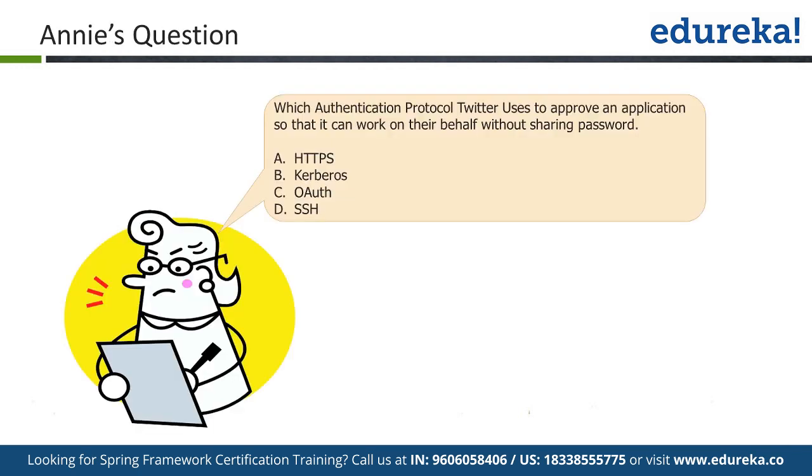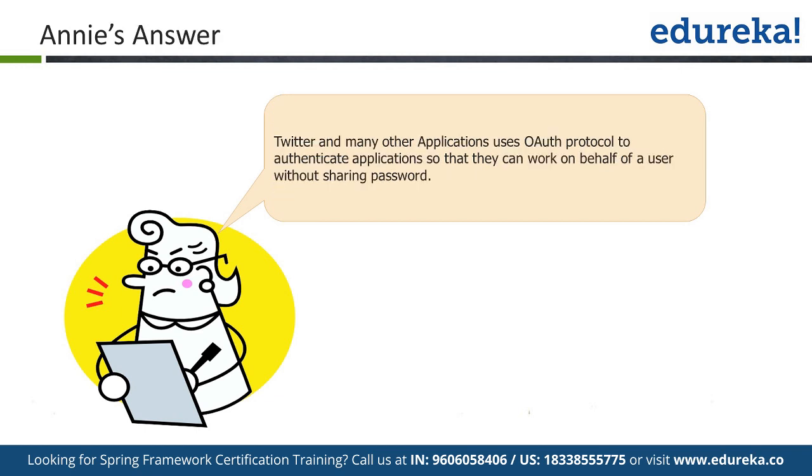Now, which authentication protocol does Twitter use to approve an application so that it can work on their behalf without sharing the password? It's OAuth, without sharing the password. So it's seamless, it's secure, you need not share the password, and without sharing the password and username, you can simply access the application.